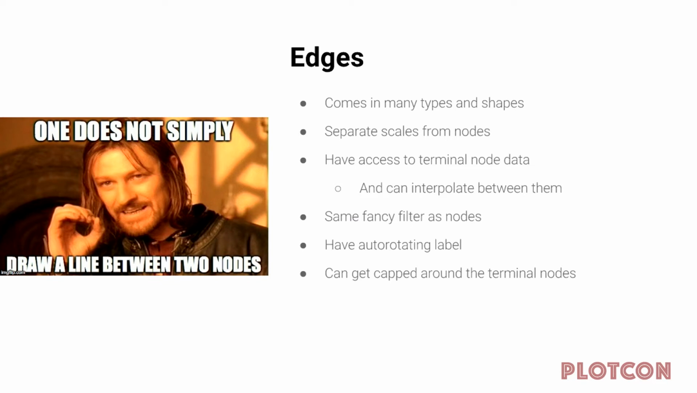So there's a lot of different ways to plot edges. Many types, many shapes. They have their own separate scales, so you can color and size edges separately from nodes. And they have access to the node data that they are connecting. So each edge will know the different data points of the terminal nodes that they have, and you can actually interpolate between different node information along the edge, so you can have a smooth color scale between the two nodes. It also comes with a filter, and it has labels that automatically rotate based on the dimensions of the plot.